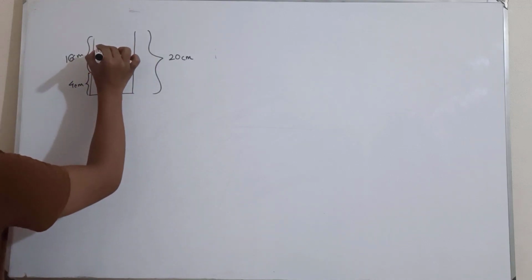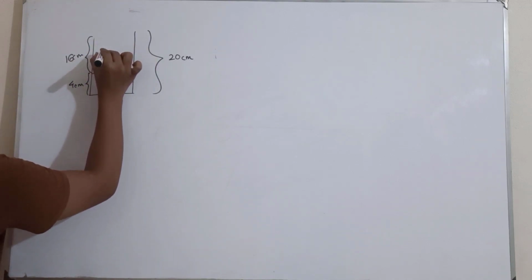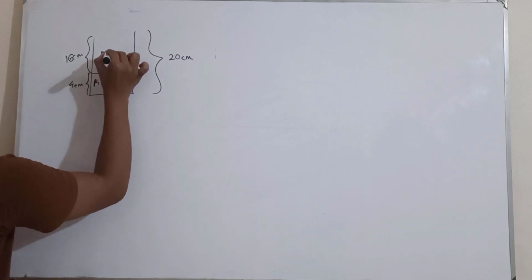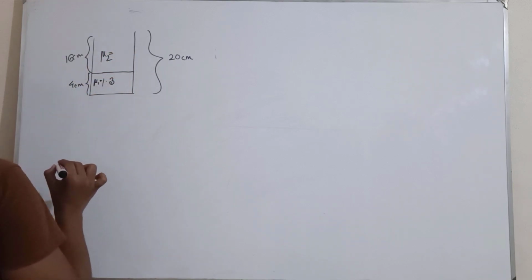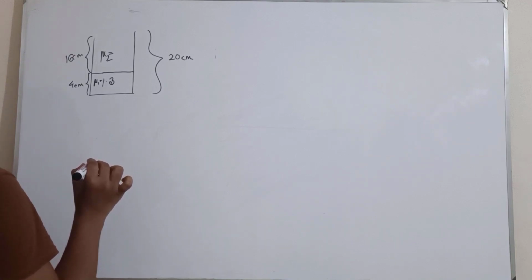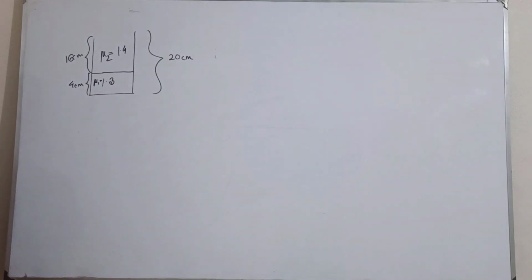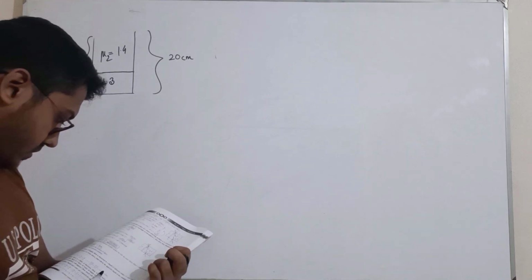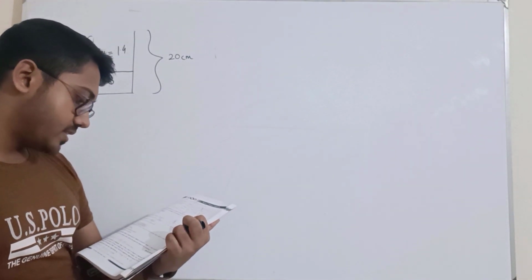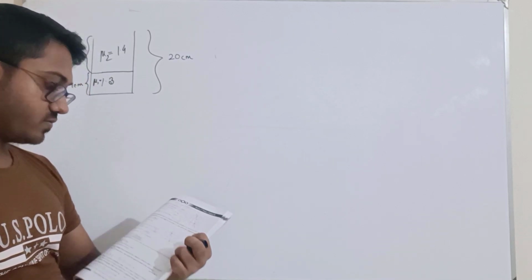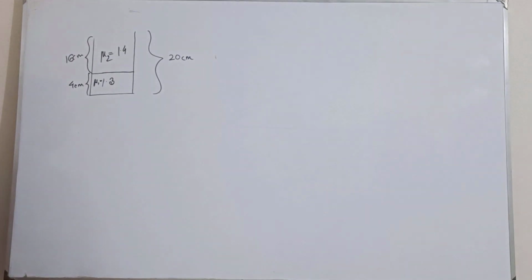The remaining part is filled with another liquid of refractive index 1.4. Now we know from above, what will be the apparent depth of the container? So what will be the apparent depth?